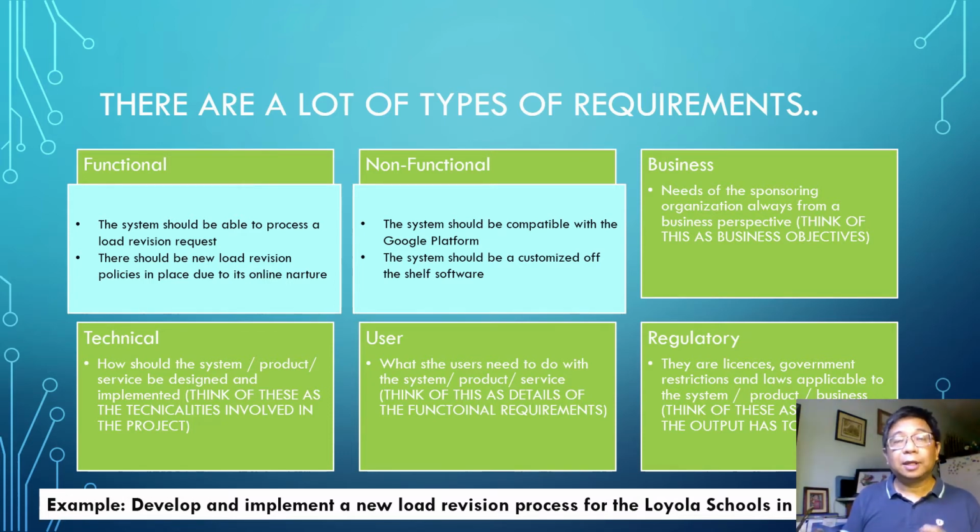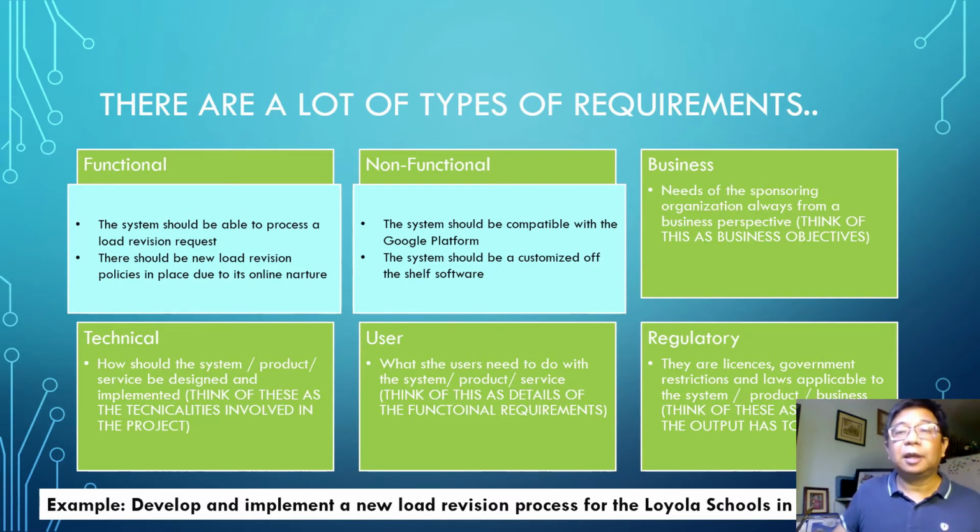And the second one is the system should be a customized off-the-shelf software. So if you plan to build it from scratch, you're not going to be able to do that because the non-functional requirement says it should be customized. It should be a customized off-the-shelf software. Okay? The third one is business. So these are business requirements. These are the needs of the sponsoring organization, and you always look at it from a business perspective. Think of this as the business objectives of the project.